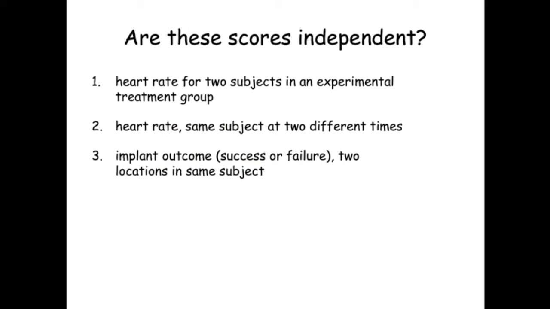Here are some examples of scores that may or may not be independent. Scores from 2 subjects in the same treatment group would be independent. Knowing one subject's heart rate should not provide any information about what another's heart rate might be. But the heart rate of the same individual, taken at 2 different time points, would not be statistically independent, because they come from the same source. Similarly, implant outcomes from 2 different locations in the same mouth would not be statistically independent. Whenever scores are related, they are not statistically independent.